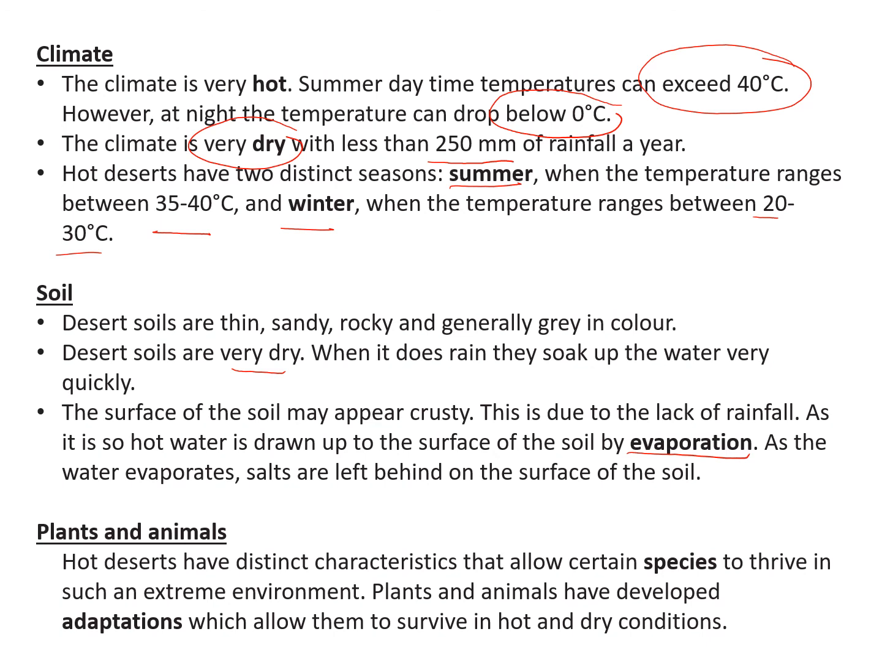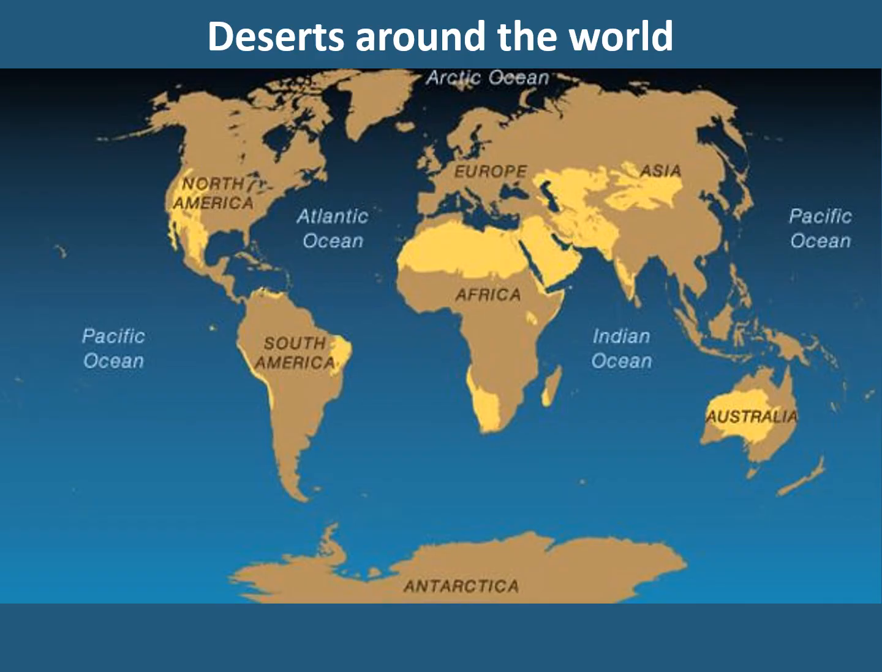Certain types of plant and animal can survive in these extreme environments. Hot deserts have distinct characteristics that allow certain species to thrive in such extreme environments. Plants and animals have developed adaptations which allow them to survive in hot and dry conditions. So in today's lesson, we're going to look at plant adaptations. So remember last lesson we looked at the camel and the fennel fox. Today we're going to look at plants and how they survive in the desert.